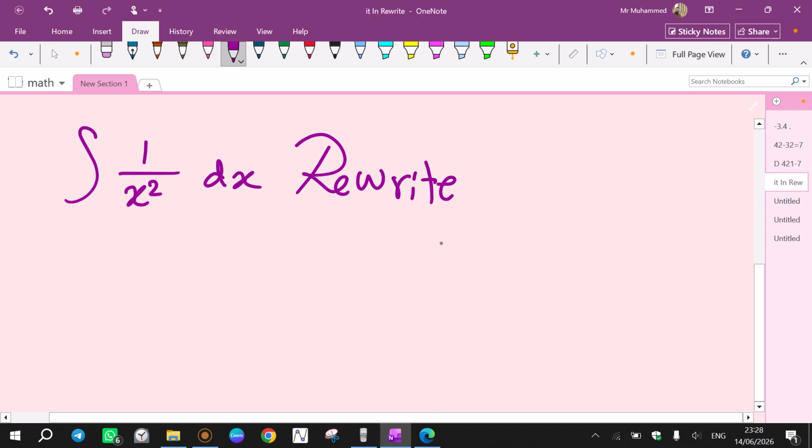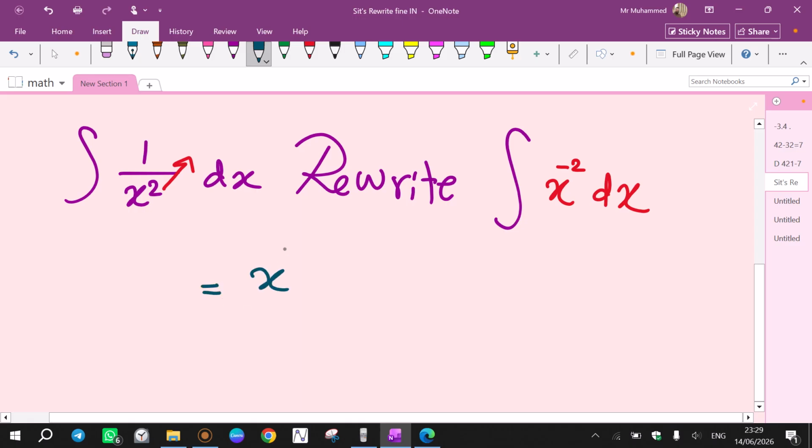Rewrite. Then how is the rewrite? Same function. Integral is not complete yet. X is in the denominator. When we send it up, power becomes negative: x power negative 2 dx. Now to do integral, we have one rule for x with power, which is power plus 1 over new power. Result is going to be x power negative 1 over negative 1 plus c.